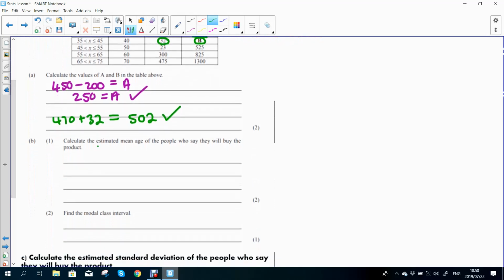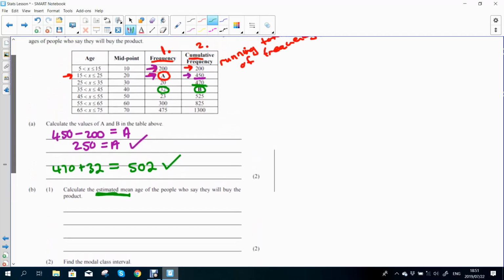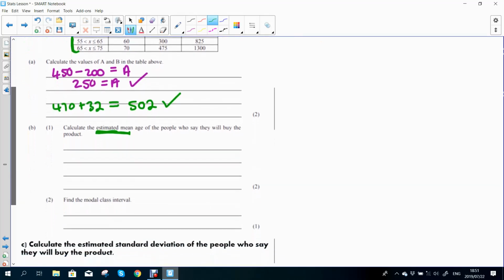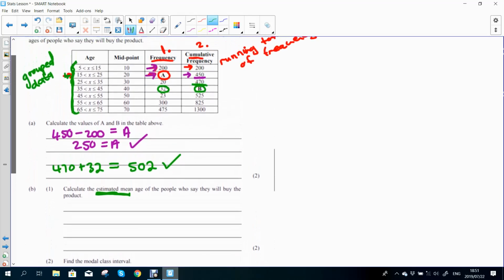Calculate the estimated mean. And I knew we were going to get to this question. We already did some questions using the calculator to get to the actual mean. But this says estimated mean. Now, why does it say estimated mean? Guys, it says estimated mean because we are working with grouped data. And if you are working with grouped data, your answers are all estimations. We don't know what the actual mean is, but we can estimate it more or less.